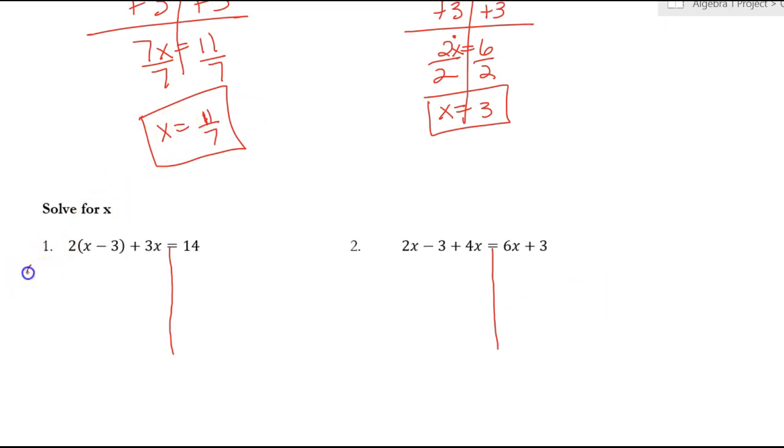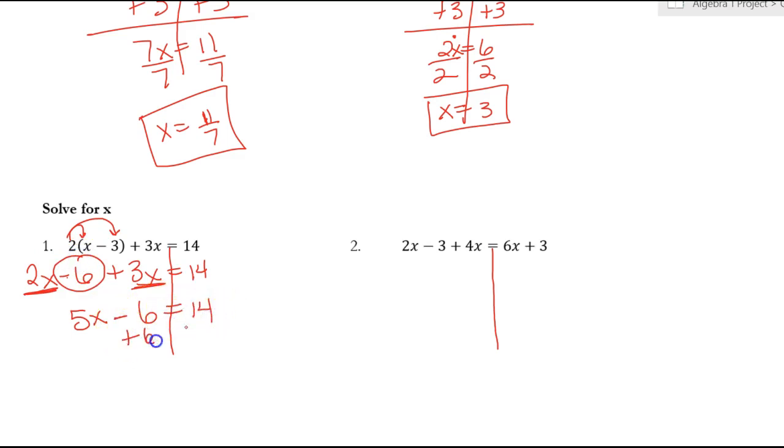Okay, so you should have distributed and you would have got 2x minus 6 plus 3x is equal to 14, because again, I multiply 2 by each thing inside. So now a 2x and a 3x gives me 5x. I bring down my 6. Make sure you bring down the negative. A lot of people forget that, so be careful with your negatives.